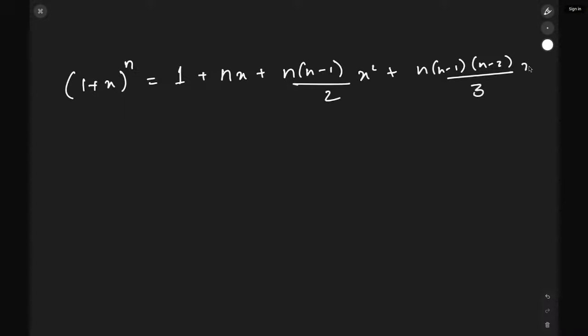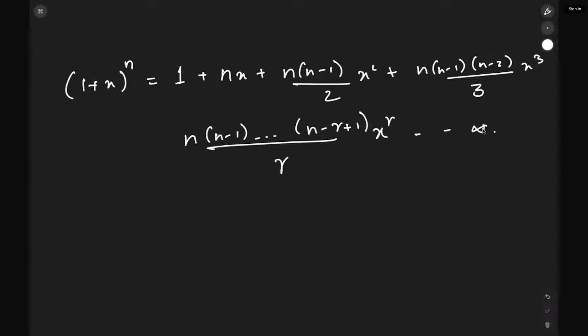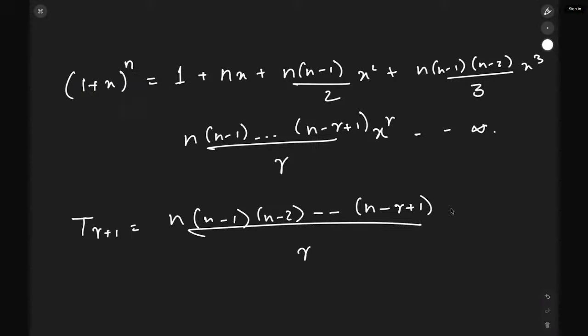upon 3 x cubed. Now, the general term: n(n - 1) and so on till (n - r + 1), whole divided by factorial r, x raised to the power r. This will be till infinite terms. So this is the general term of a binomial expansion also. Now we can write the general term T(r+1) as n(n - 1)(n - 2) till (n - r + 1), whole divided by factorial r, x raised to the power of r.